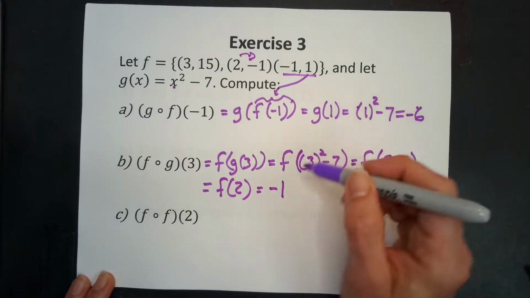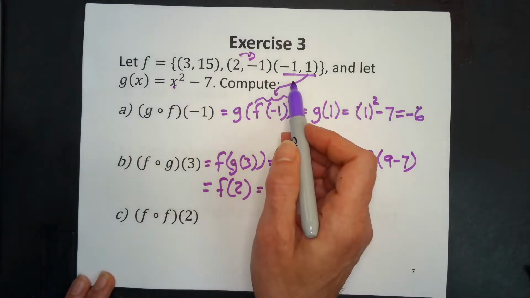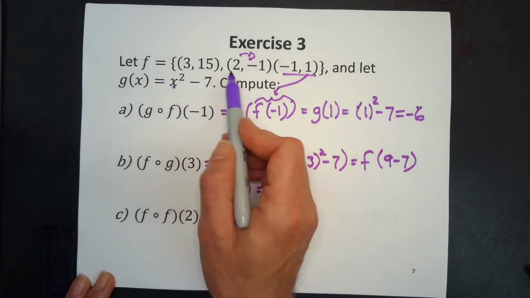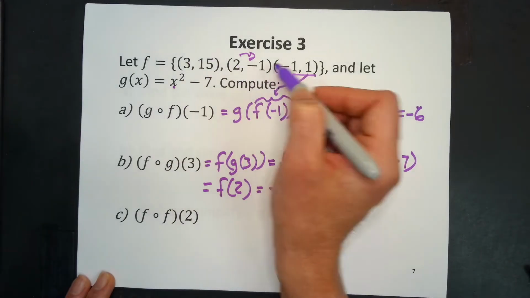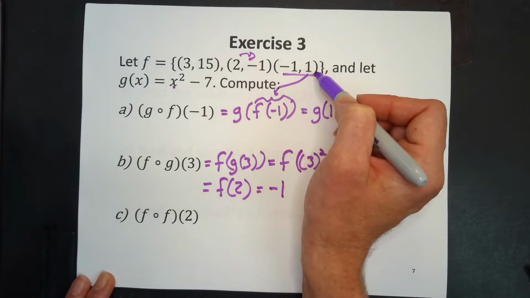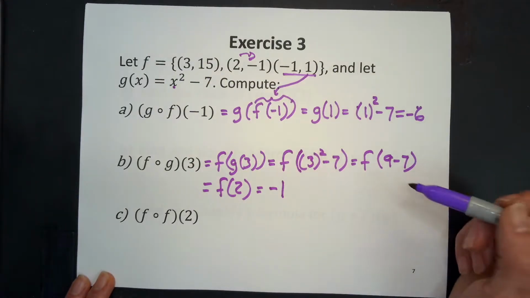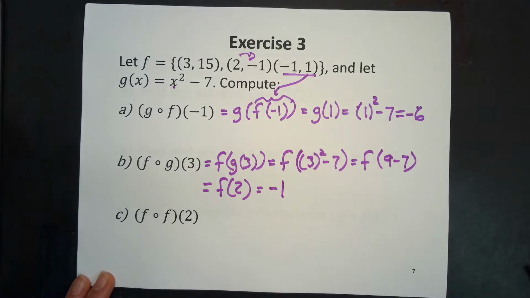Now, some of you are thinking, what if I got a number that wasn't in this set? Like, let's say I got 17 back out. Well, 3 gets mapped to 15, 2 gets mapped to -1, and -1 gets mapped to 1. If it's not in this list, then it just doesn't exist, and you probably did your math incorrectly. So double check your math, or you might have reversed the composition or something like that.